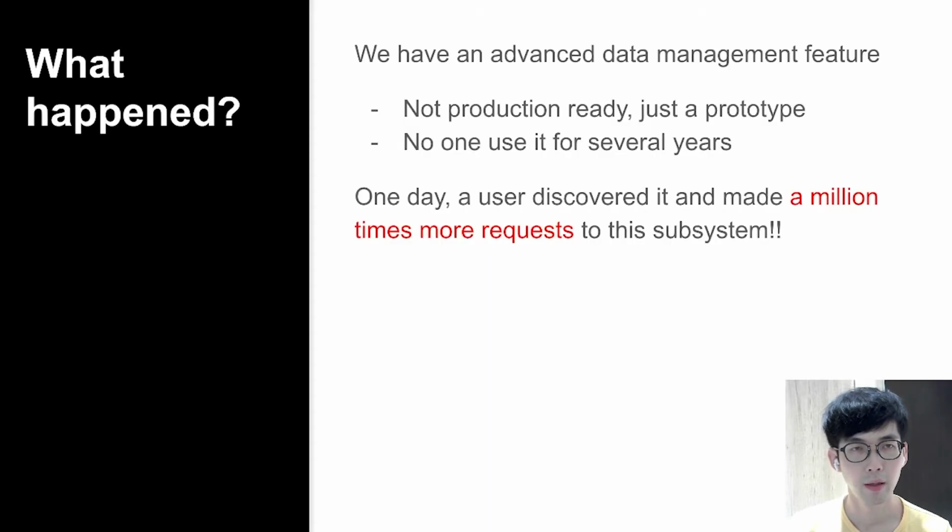So what happened this time? We have an optional data manager feature for users. Basically, it scans and removes expired files for users. It's just a prototype at that time, since almost no one used it for many years. At that time, it was actually implemented as a simple cron job. We didn't care about it until one day, a user found it and made 1,000,000 times more requests to this poor cron job.